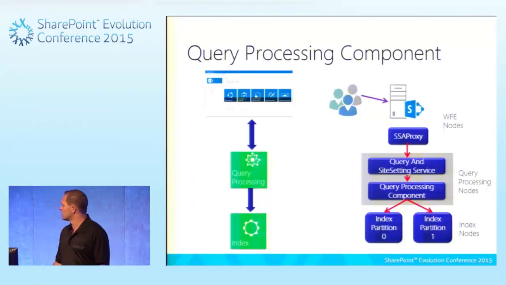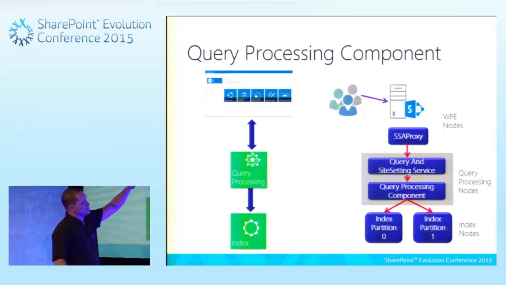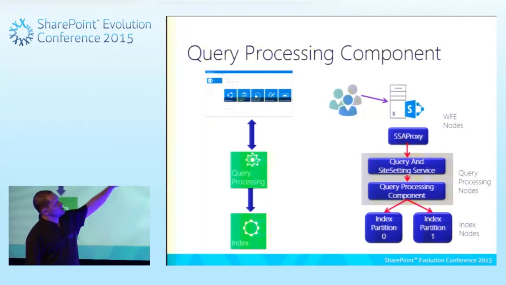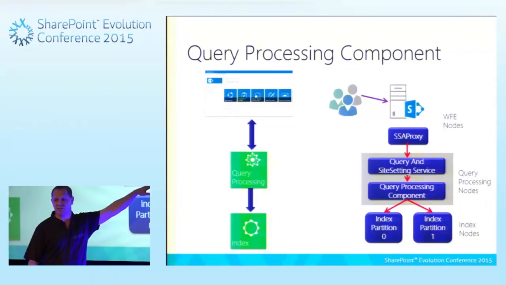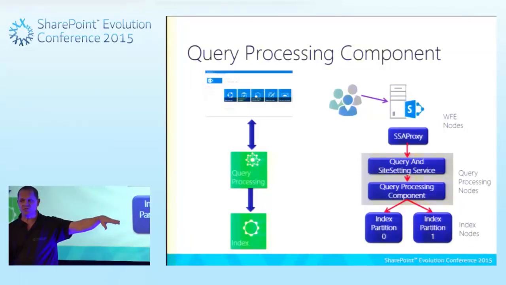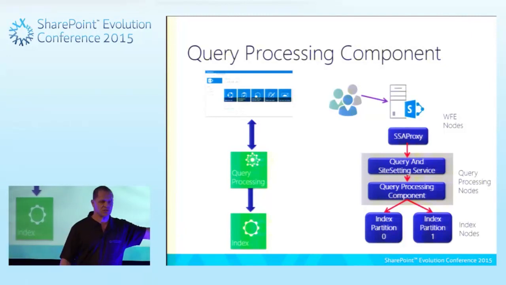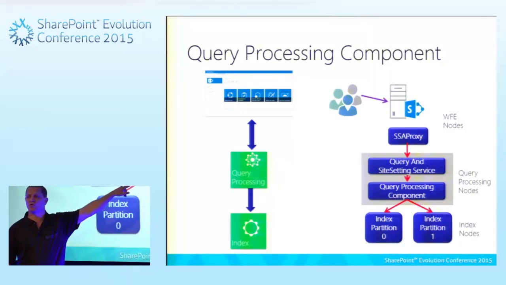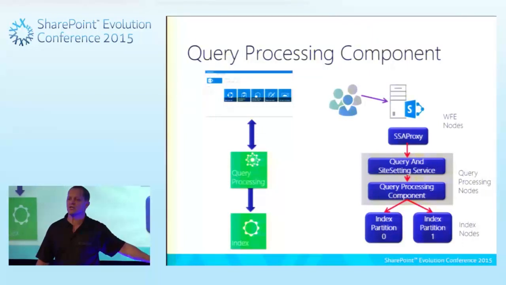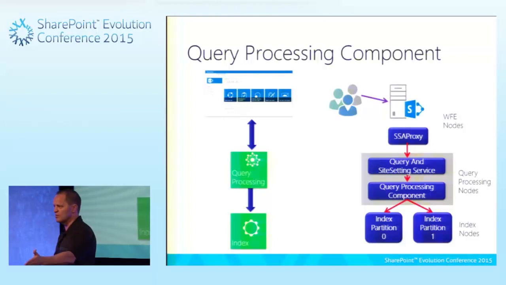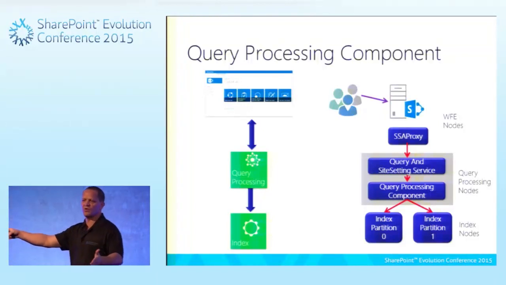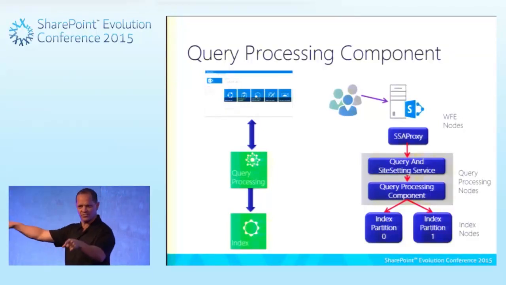If we go into a little bit more detail, you'll see there's our search service application proxy. It actually makes a call to the query and site settings service, which then makes a call to the query processing component, which then in turn makes a call, and in this case there are 2 partitions, so I'm making a call to 2 different locations because they're different partitions. Partition 0, partition 1. If I want to find all the content, I've got to go to both.